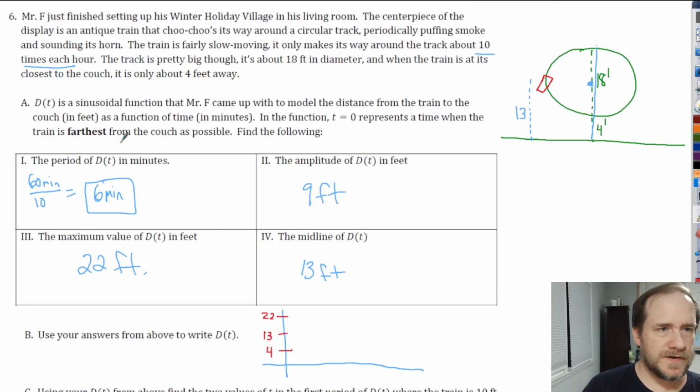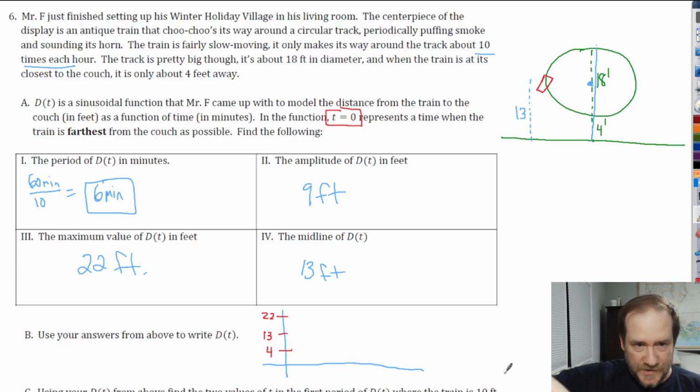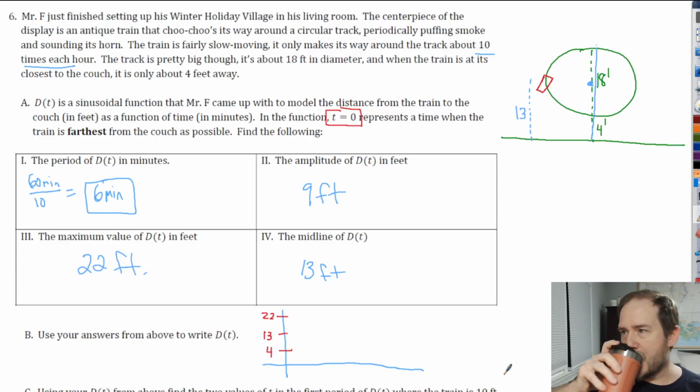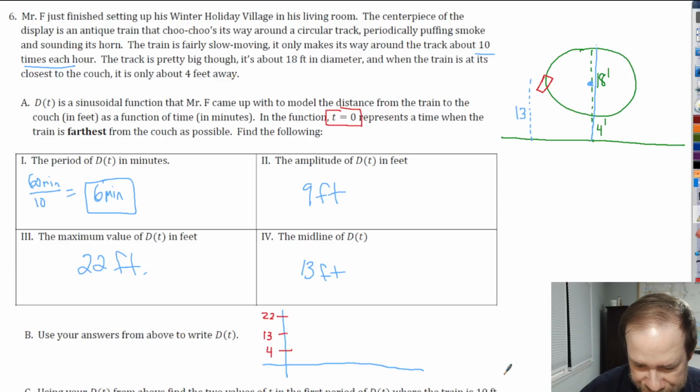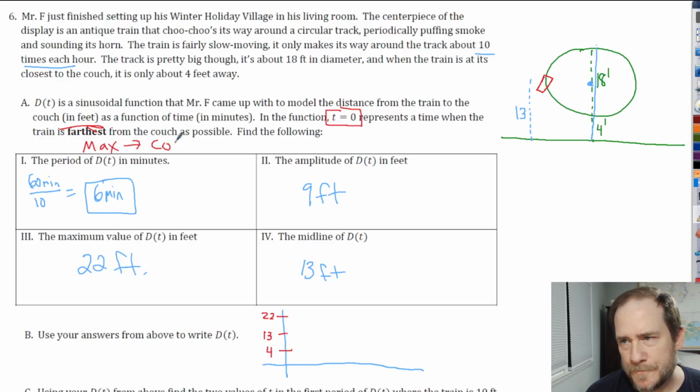So you got to keep reading up here. Find where it talks about time 0, or where they started a stopwatch, something that indicates that you have just begun to measure time, because that's always going to indicate your phase shift. So it says we want to start at a point when the train is farthest from the couch as possible. Farthest means max, max means cosine. So we know that we want to write a cosine equation.